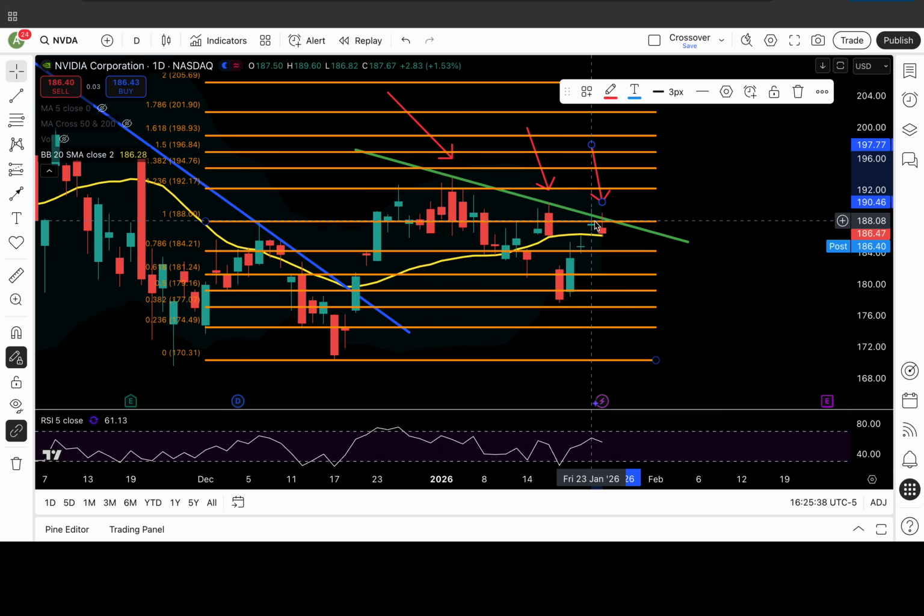So once again, if we clear 188, that would be a break above this downtrend line. That would also be a breakout of a Fibonacci level. And what do breakouts mean? It means to be bullish. So I am still neutral. But if we break out 188, I would expect 192 or higher to be in play. And if we break down 186 and 184.2, that is when I would be bearish and favor more downside.